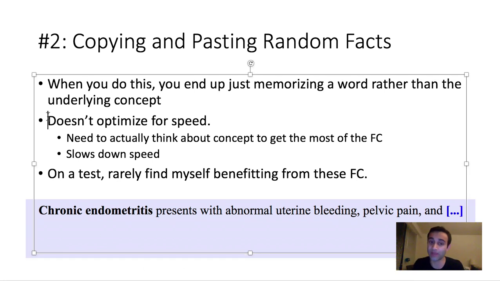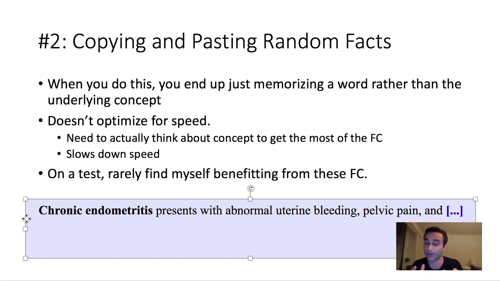And more important than all of that, it doesn't optimize for speed. When I actually think about this card, to really understand it, I need to make sure: okay, chronic endometritis, inflammation of the endometrium. You have so much inflammation that lymphocytes build up, plasma cells build up, and that ultimately leads to reactive oxygen species that can damage the endometrial lining, which prevents the oocyte from implanting, and that leads to infertility. Because that underlying foundation is what I need to understand this card, when that's not there, I actually need to slow down and kind of work myself through it.